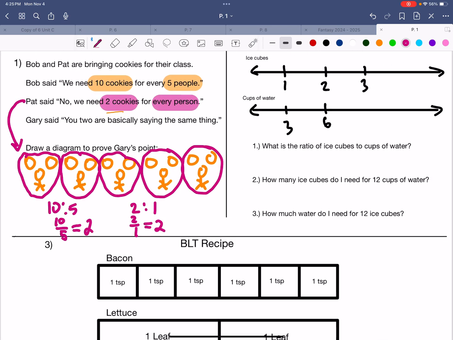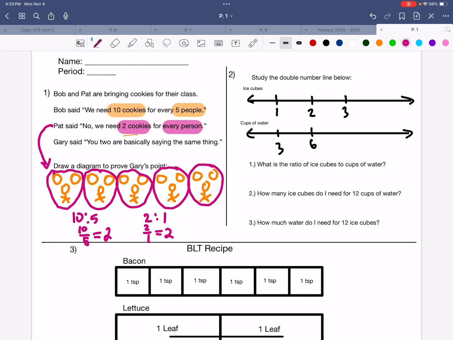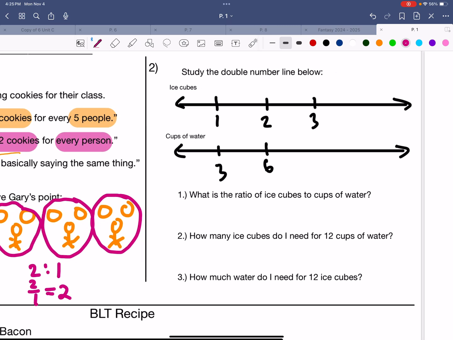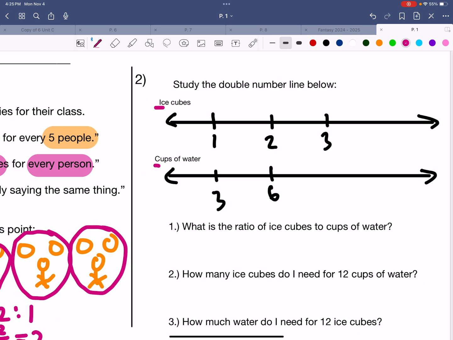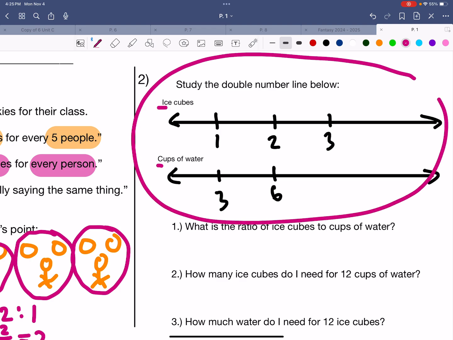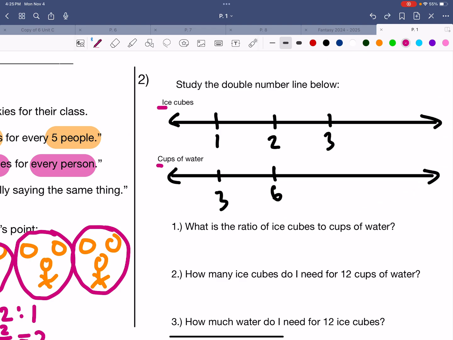Problem number 2, where they ask us to study the number line below. It's something to do with ice cubes and cups of water. So what is the ratio of ice cubes to cups of water? Study the number line, and then I want you to write 1 ratio of ice cubes to cups of water. Do that now.